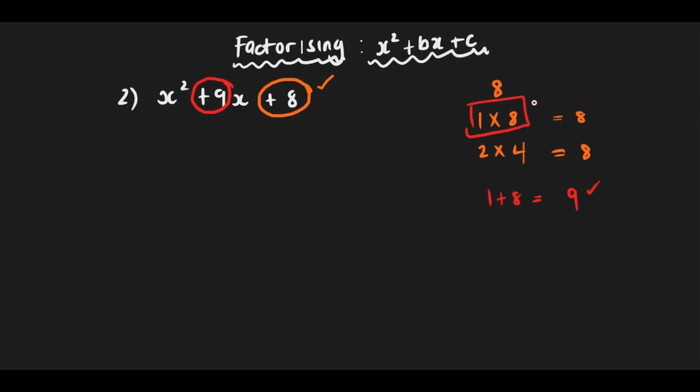So these are the factors that we're going to use. Let's use them. You're going to say equals, then open two brackets. Then you're going to write x here and x here. The reason we write x and x is that the coefficient of x squared is 1. Then, since it's plus 1, you write plus 1, then plus 8, and you are done factorizing this question.